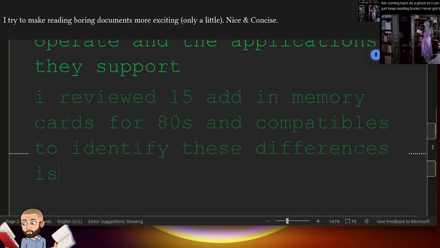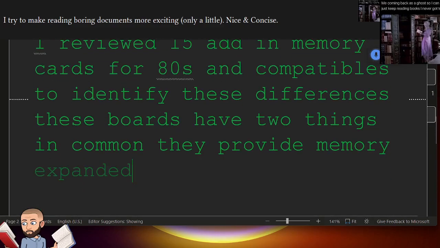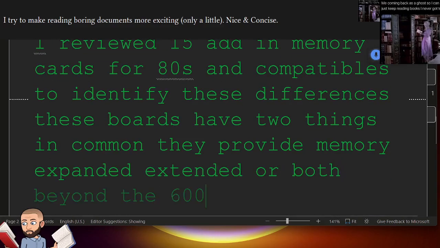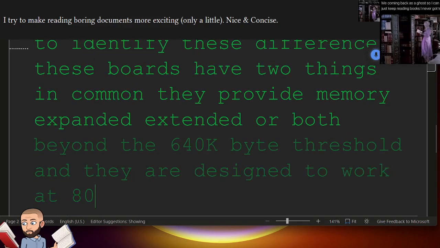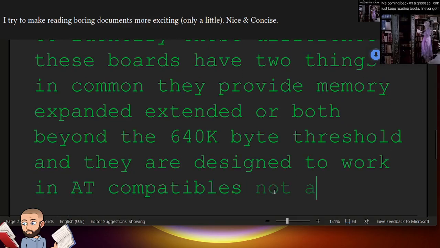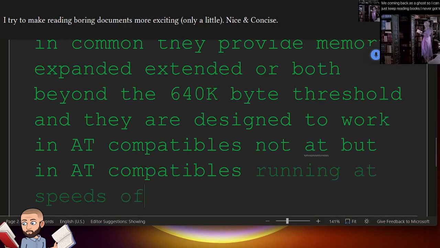These boards have two things in common. They provide memory, expanded, extended, or both, beyond the 640K byte threshold, and they are designed to work in AT compatibles, not at, but in AT compatibles, running at speeds above 8 MHz.